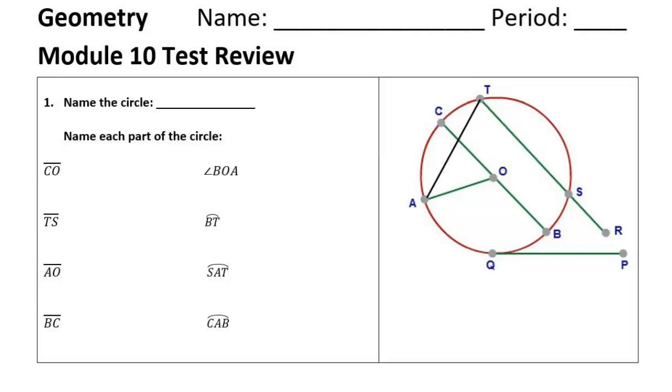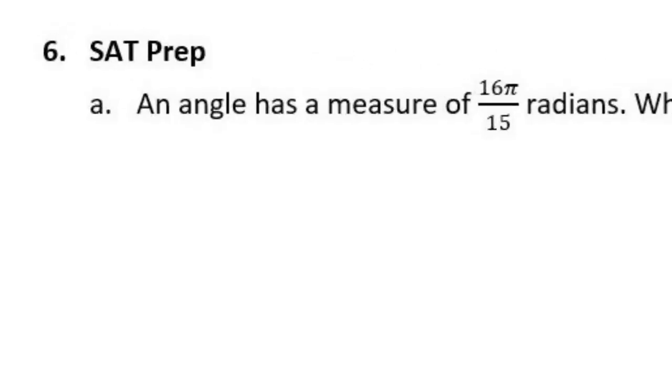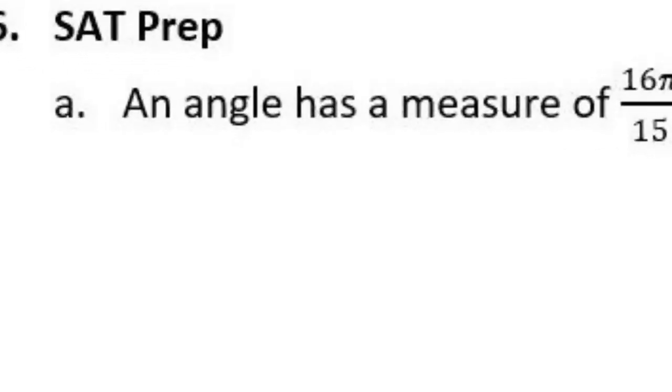All right, question number 6 is first. An angle has a measure of 16 pi over 15 radians. What is the measure of the angle in degrees? This is the thing that we learned how to do on our remote learning day when we had Teams meetings, converting between radians and degrees.